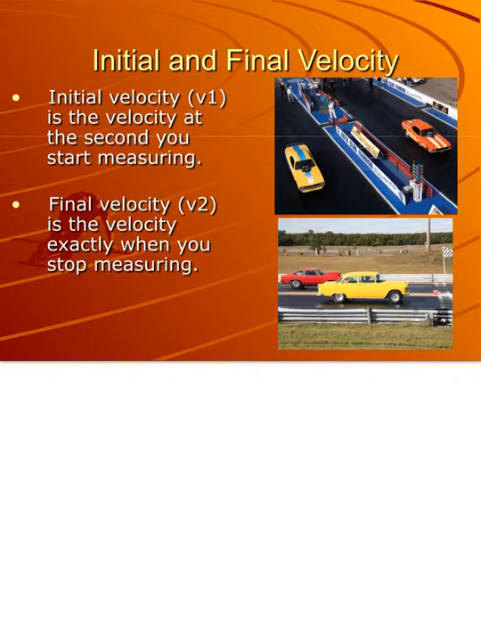Because we're not staying at the same speed, we need two velocities. We have an initial velocity, which is v1. That's the velocity at the second you start measuring. The final velocity, or v2, is the velocity when you stop measuring. So start is v1, stop is v2. By the way, one trick I can ask on these questions is that v1 or v2 could be 0. So if you hear me say starts from rest or comes to a stop, starts from rest means v1 is 0, comes to a stop means v2 is 0.